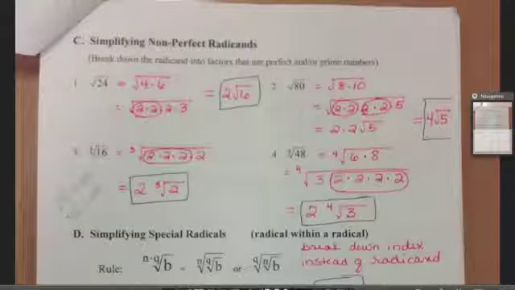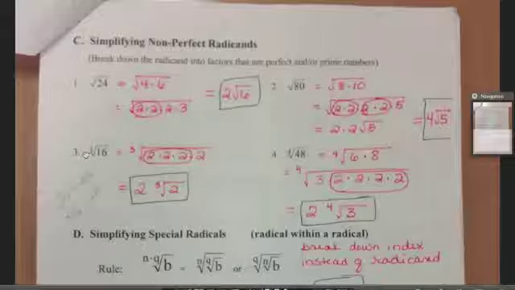Okay, 80 is 8 times 10. I can break down the 8 into 2, 2, and 2. The 10 becomes a 2 and a 5. Again, I'm looking for groupings of 2 because the index is 2. Grouping of 2, grouping of 2. Those come out. This grouping of 2 becomes a 2, and this grouping of 2 becomes a 2. The 5 stays on the inside, and I finally multiply the 2 times 2 on the outside to equal 4 radical 5.